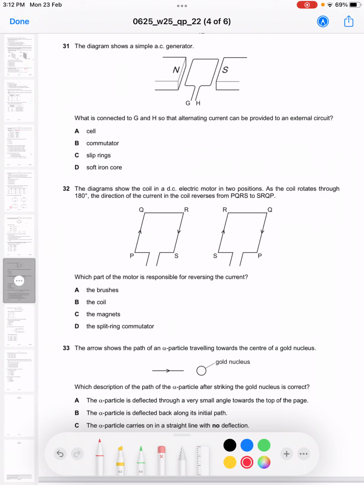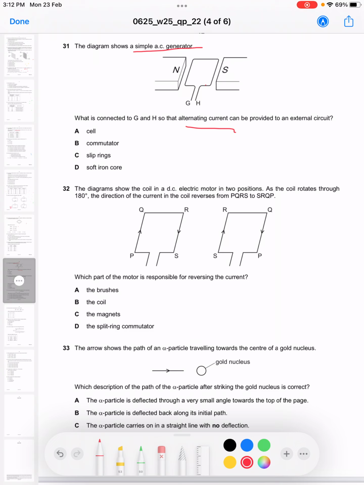Let's read it. The diagram shows the AC generator. What is connected in G and H? So this is the coil and we need to connect with it. It is connected to G and H so that the alternating current can be provided to the external circuit.